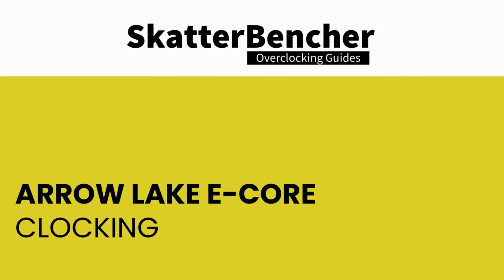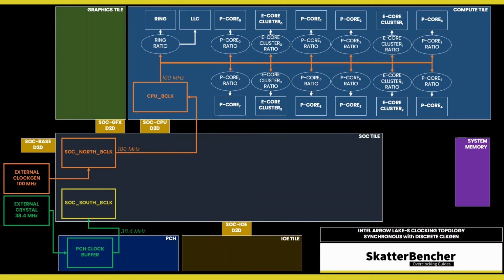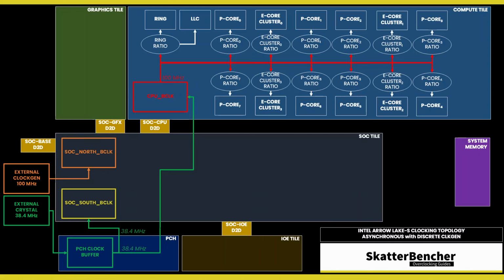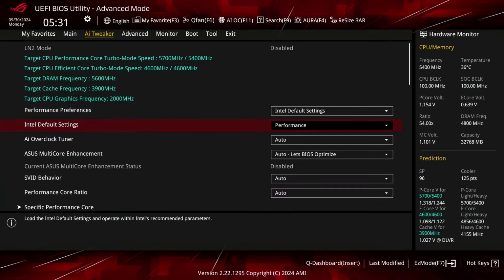The clocking of the Arrow Lake E-cores is very similar to how it was on previous generation Intel processors. We have a reference clock, which gets multiplied by a CPU ratio. The 100 MHz reference clock frequency is generated internally by the CPU PLL. This clock affects all the IP blocks in the compute tile, including the P-cores, the E-cores, and the ring. This PLL can be linked to the SoC PLL when you run in synchronous mode, or work independently if you run it in asynchronous mode. You can configure the CPU BCLK frequency between 40 and 1000 MHz.